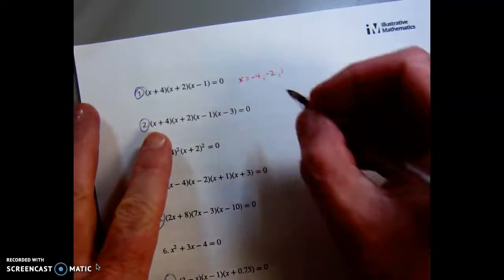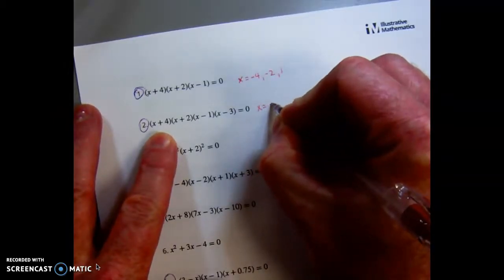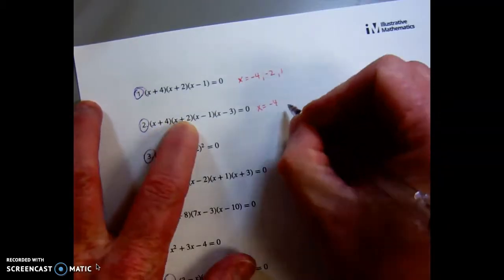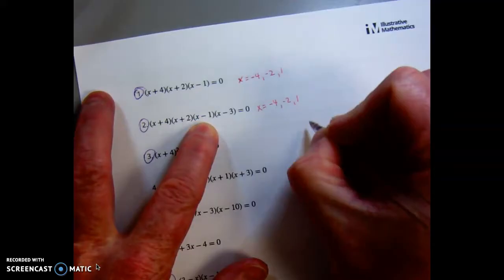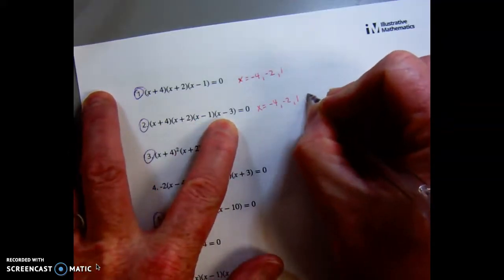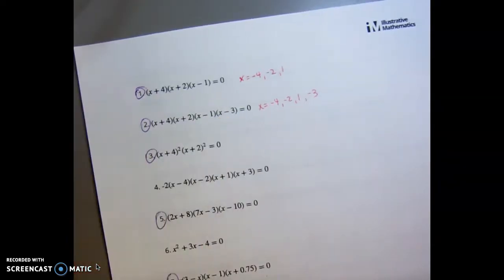All right, so coming back here, we got x equals negative 4. Just flip the sign. Negative 2, positive 1, or negative 3. Any one of those would cause the whole thing to equal 0. So those would be our x-intercepts.